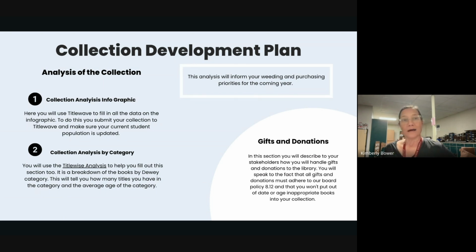in the output. You're going to then analyze your collection by category. There's a chart in there, and you're going to put the average age of different sections, and you're also going to put the count of the books in that section. And all that information is readily available on your collection analysis.